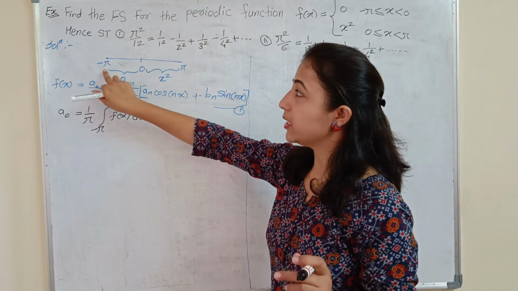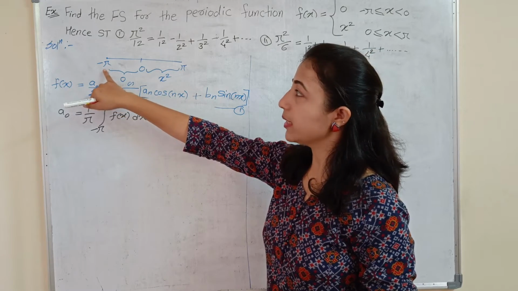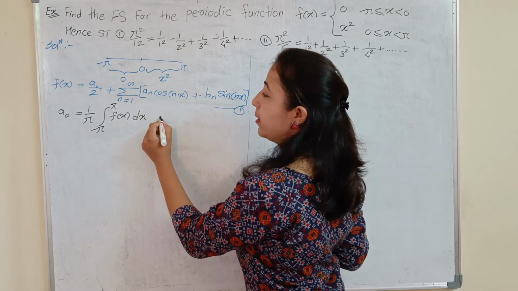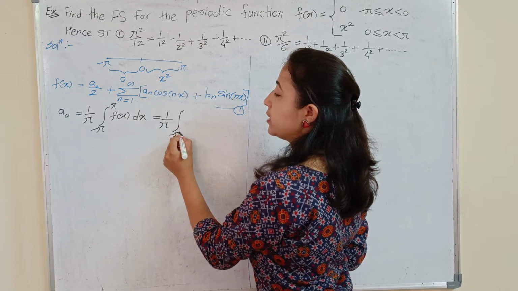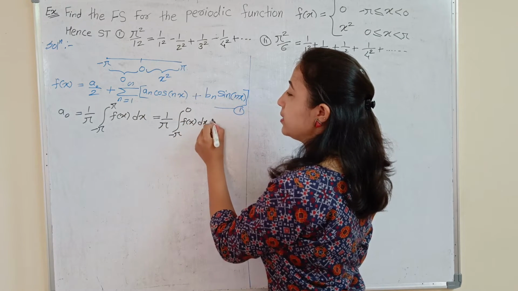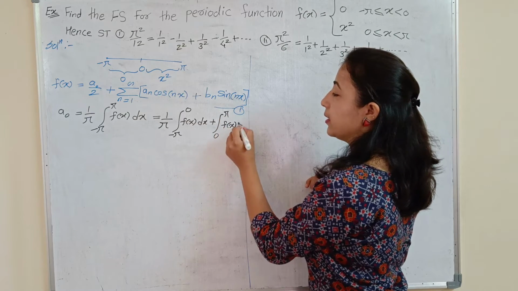कैसे? यहाँ पे जैसे दिख रहा है उसी तरह से you have to break that integration, that is take minus pi to 0 and 0 to pi. So here 1 upon pi outside as it is, minus pi to 0 f of x dx plus 0 to pi f of x dx.